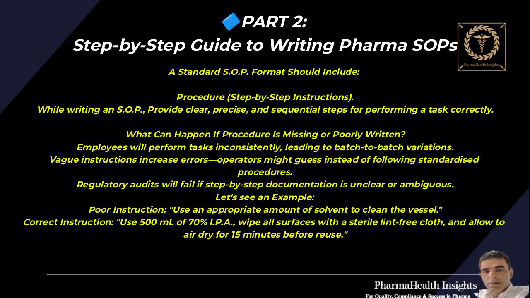Let's see an example. Poor instruction: Use an appropriate amount of solvent to clean the vessel. Correct instruction: Use 500 ml of 70% IPA. Wipe all surfaces with a sterile lint-free cloth, and allow to air dry for 15 minutes before reuse.